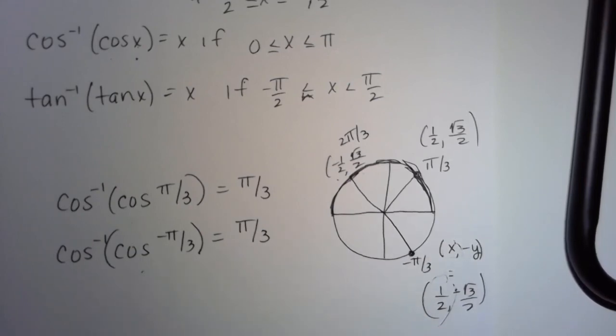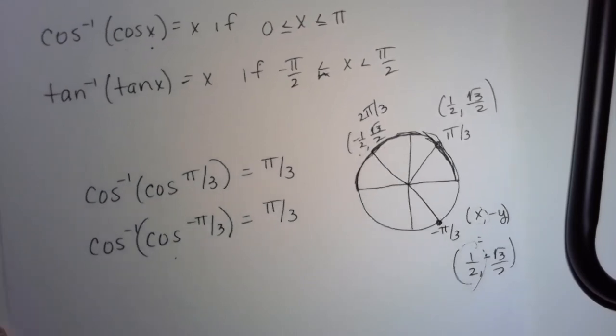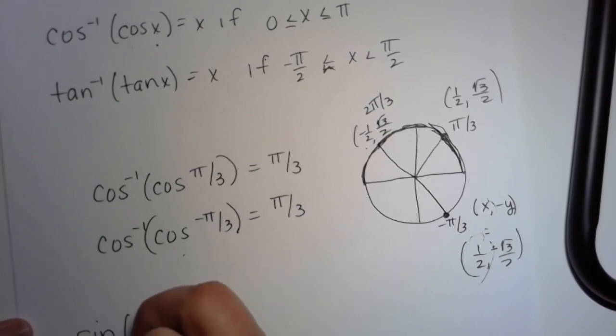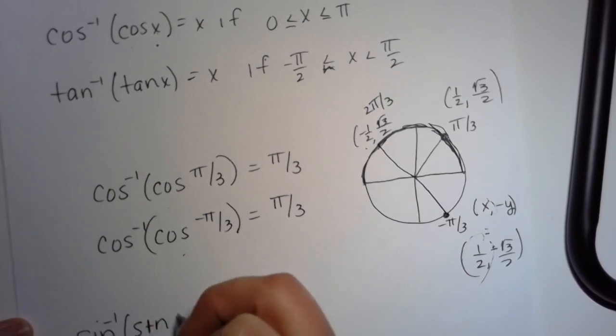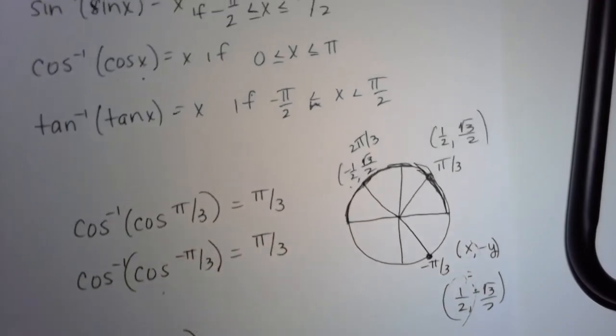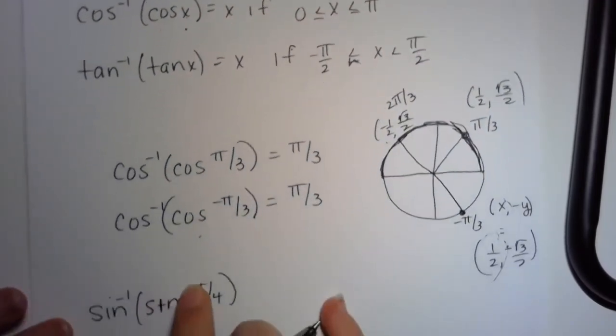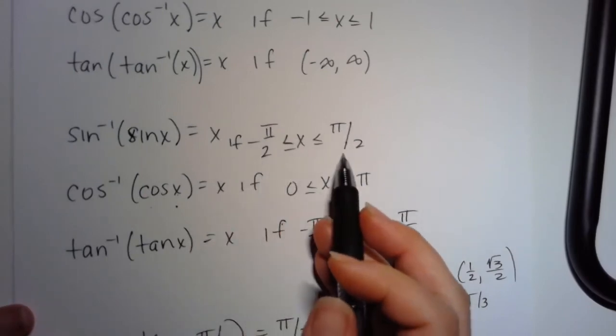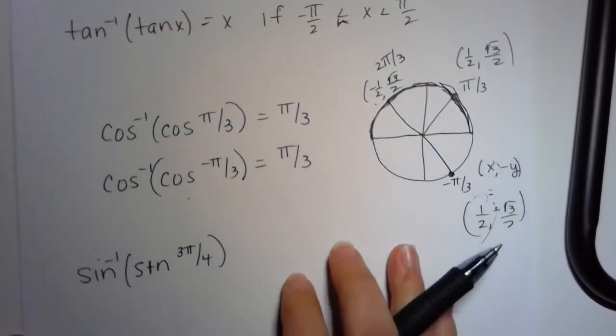Okay? All right, so let's do a sine. What if we have the sine of, let's see, we'll do one more of these. Sine of 3 pi over 4. Okay? All right, now sine, if I come up here, I have sine on the inside, has to be between negative pi over 2 and pi over 2 to be x. So I'm outside my range again, okay?